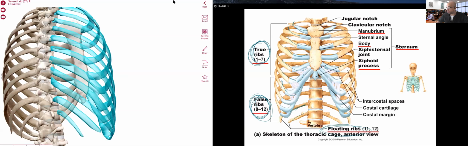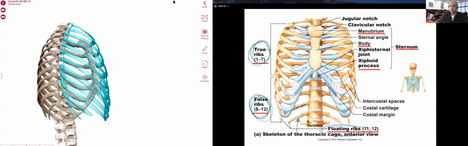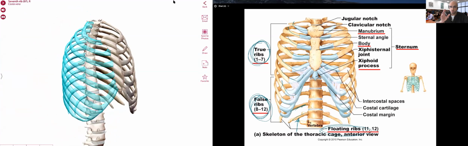So on the test, if I am marking here, for example, rib number 12, and you have two choices, one that says false ribs and the other one that says floating ribs, which one would you pick as an answer? Floating. Try to be as specific as possible.